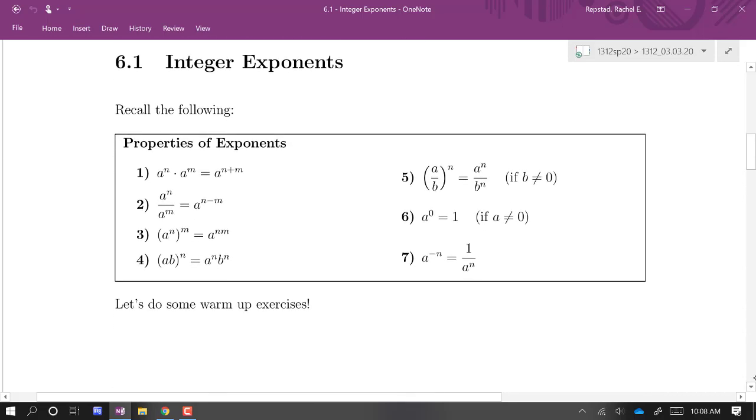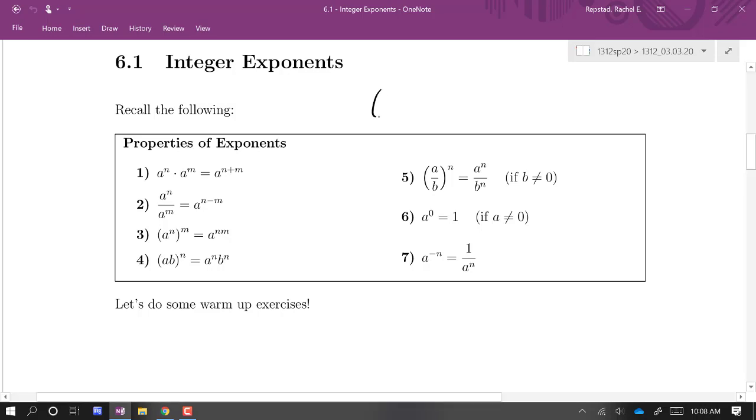So the rules on the first page here should be familiar to us. We know that if we have the same base and we're multiplying, we can add the exponents, and if we're dividing, we can subtract the exponents. We know that if we're taking an exponential expression and raising it to a power, we get to multiply the exponents. We know, rules 4 and 5, that we can distribute an exponent over multiplication and over division. What are we not allowed to distribute an exponent over? Addition or subtraction, yeah.